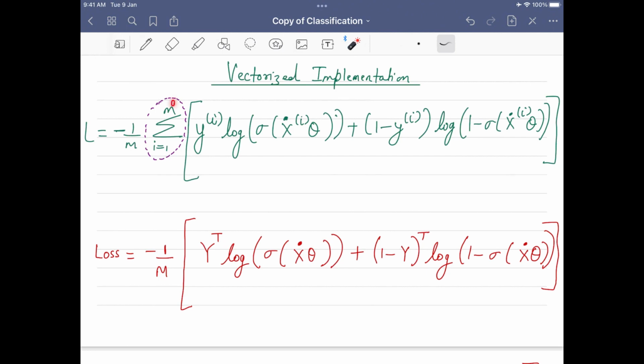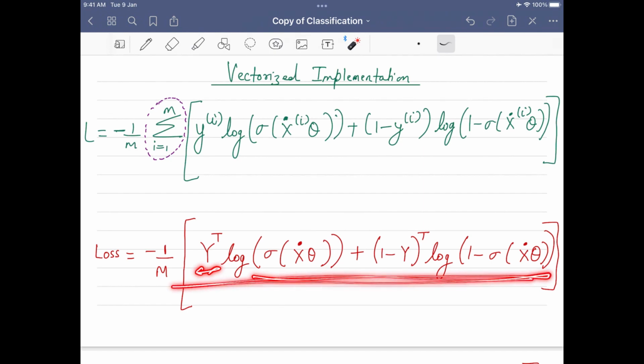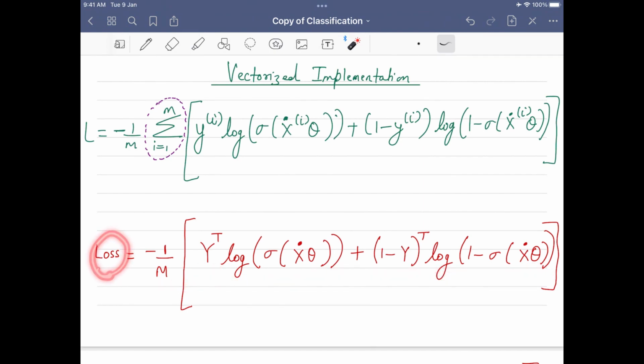So now this summation is gone, and if you multiply this expression with this expression, you will get the corresponding loss for the whole data set. Here you had to sum them up for all values running from i = 1 to m, but now in this case no summation is required. It is basically evaluated at one go. So there is no summation required for this particular setting.